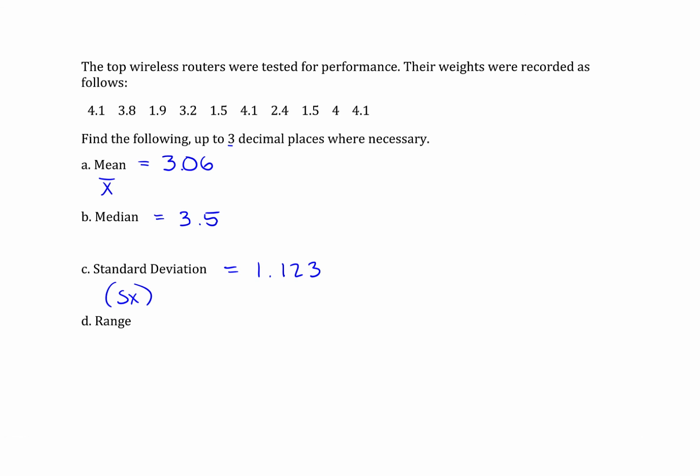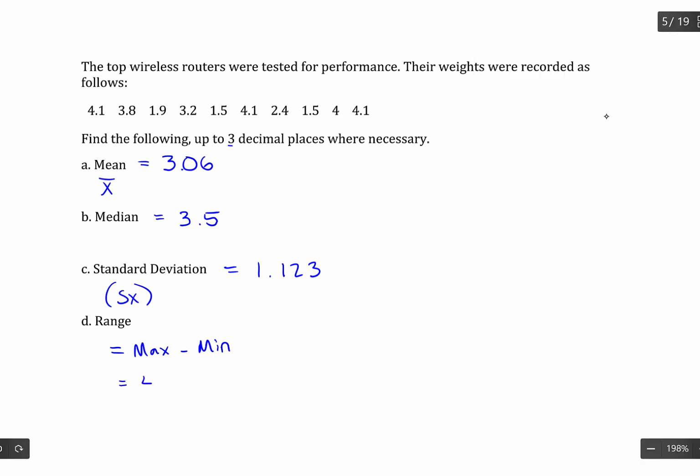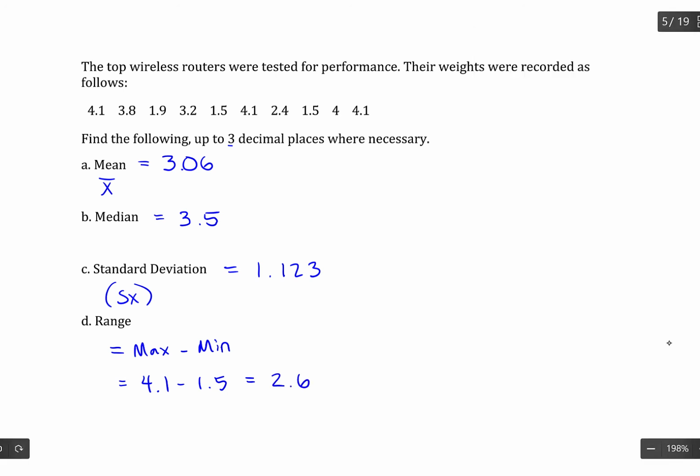Now the range of the data. The range is defined as the maximum data entry minus the minimum data entry. And the calculator doesn't give us the value of the range, but it does give us the minimum and the maximum. So I could take 4.1 minus 1.5 and come up with the range. And the range is a distance between those values, so it is just a single number, so 2.6. So don't just leave it as a calculation.